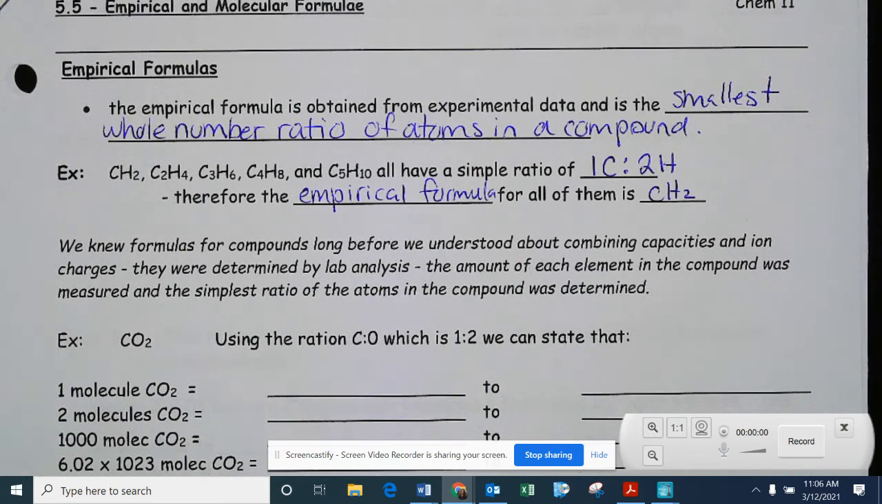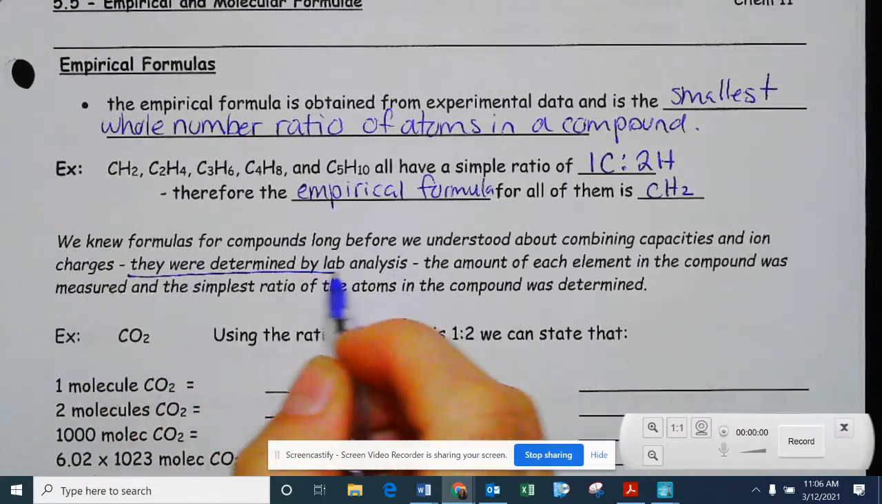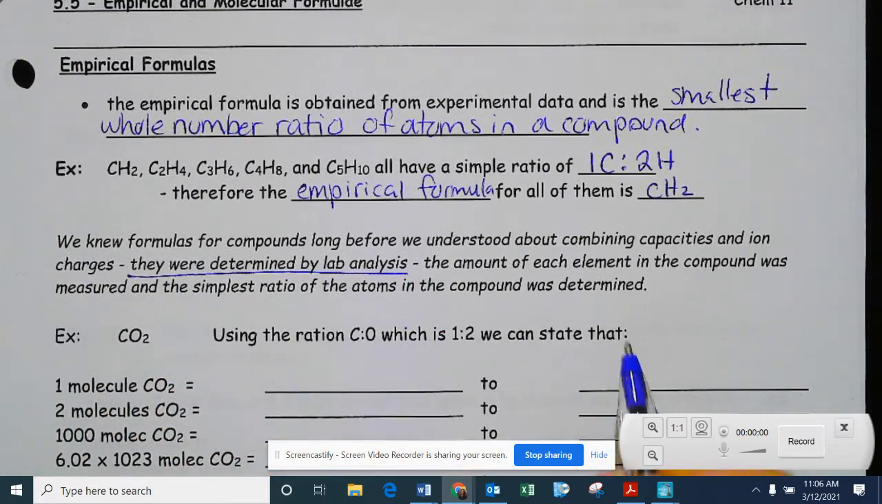So we know that for compounds, long before we understood about combining capacities and ion charges, their formulas were determined by lab analysis. Before we understood how different things combined, we knew their formulas by analyzing them in labs. The amount of each element in the compound was measured, and then the simplest ratio of those atoms in the compound was determined.